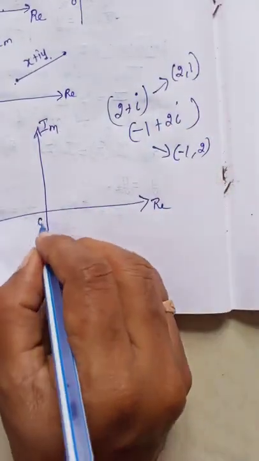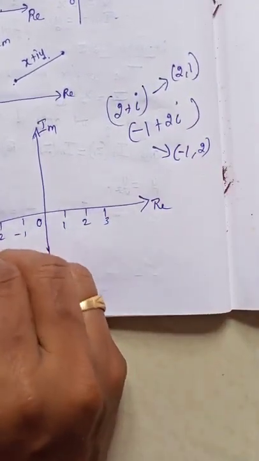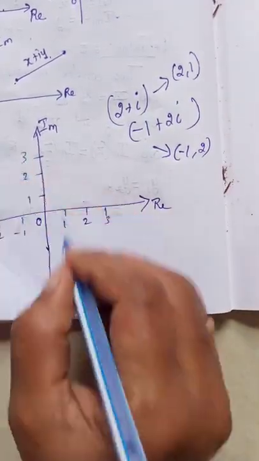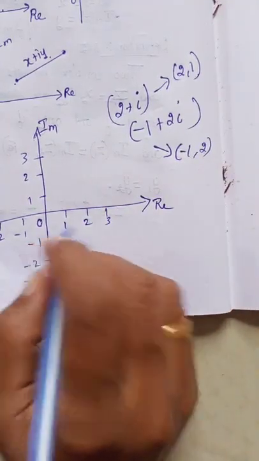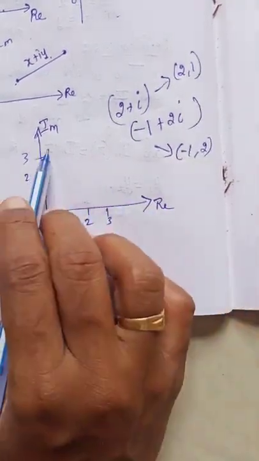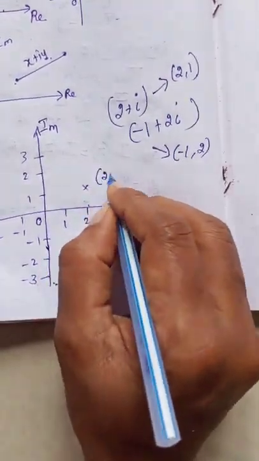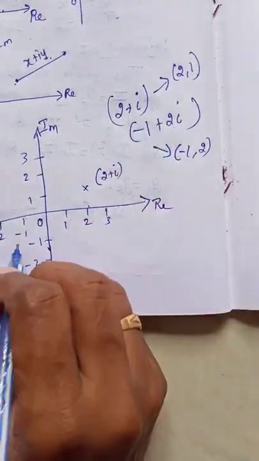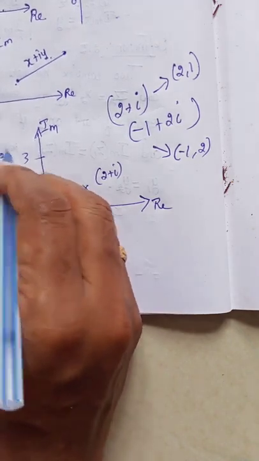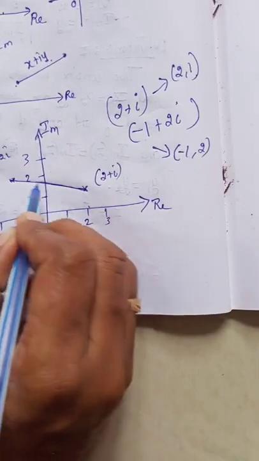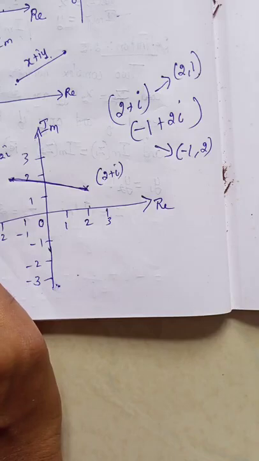2 comma 1. So 0, 1, 2, 3, minus 1, minus 2, 3. Here also we can take 1, 2, 3, minus 2, minus 3. Our ordinary graph, in place of x comma y, we have written real part and imaginary part. 2 comma 1, so 2 plus i. Minus 1 comma 2 is somewhere here, that's minus 1 plus 2i. When we join these two, we will call it a vector. Is that clear? This is the Argand diagram.